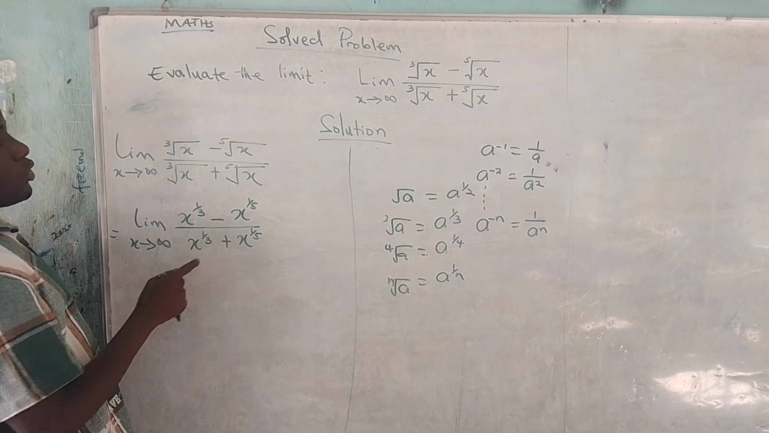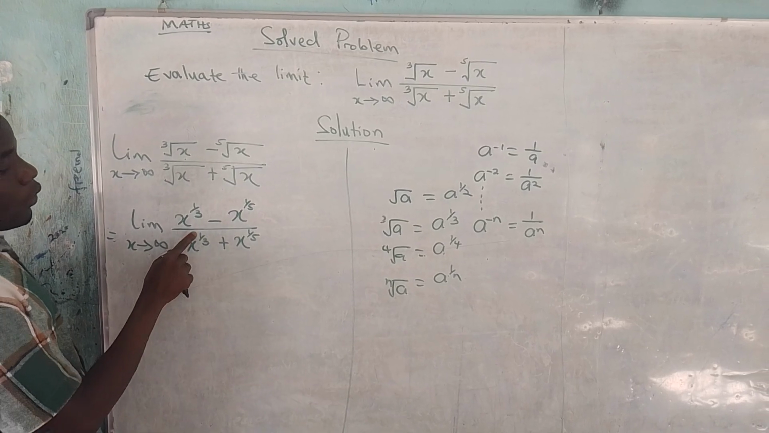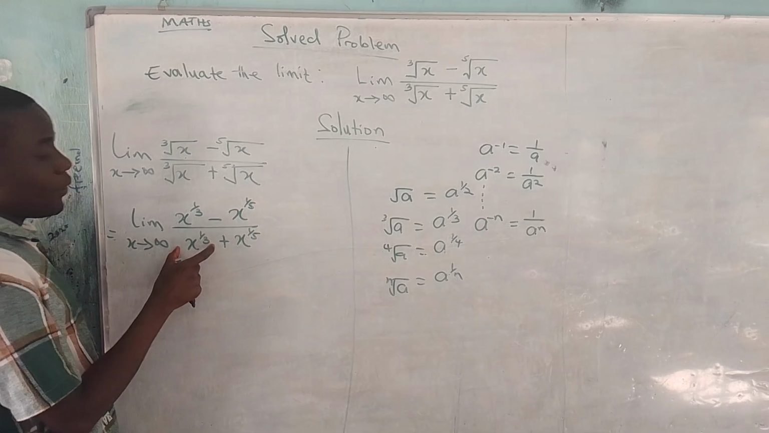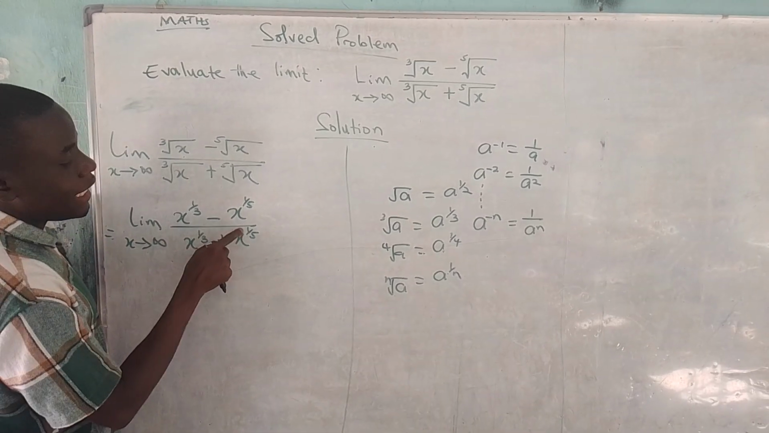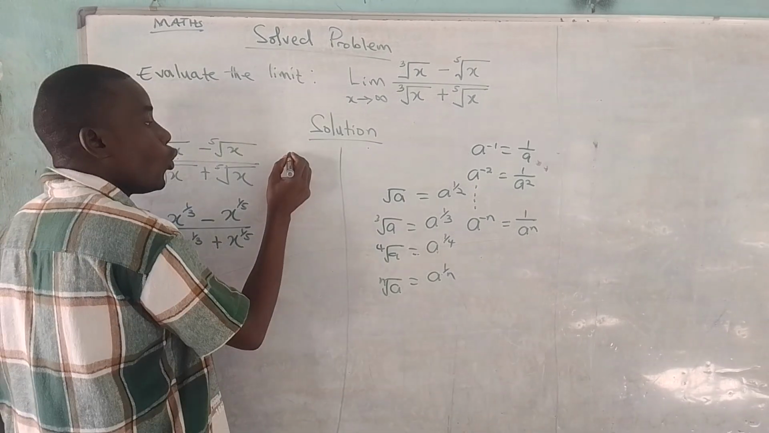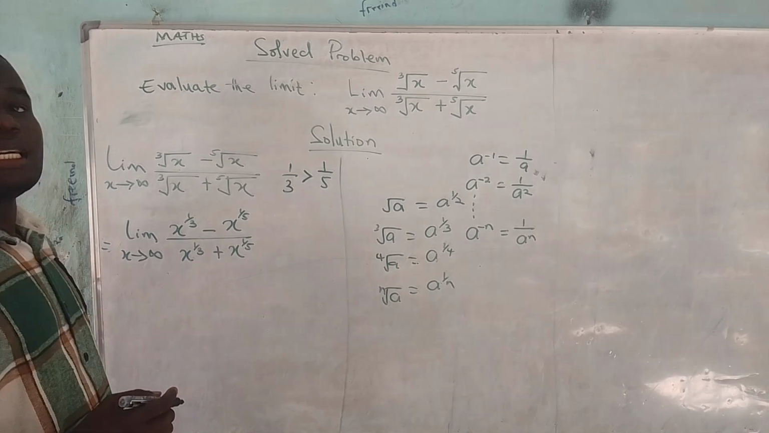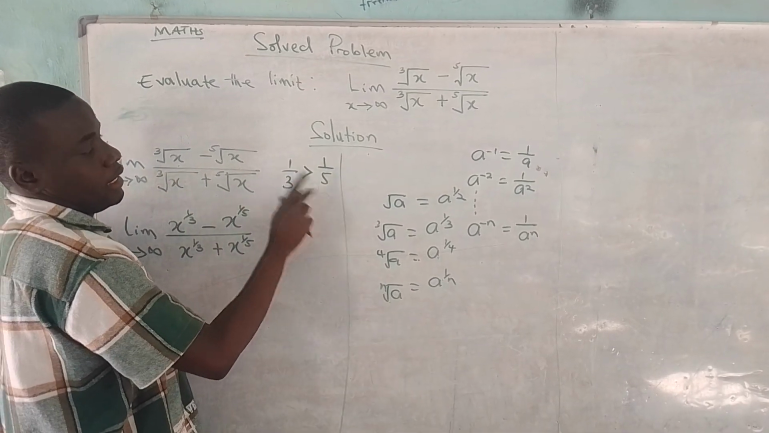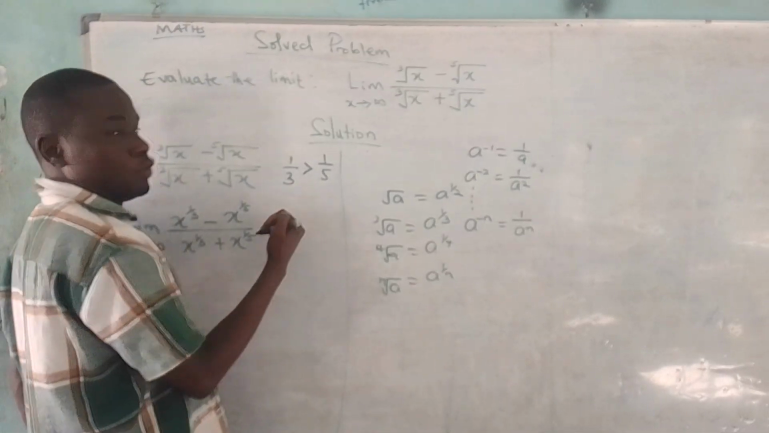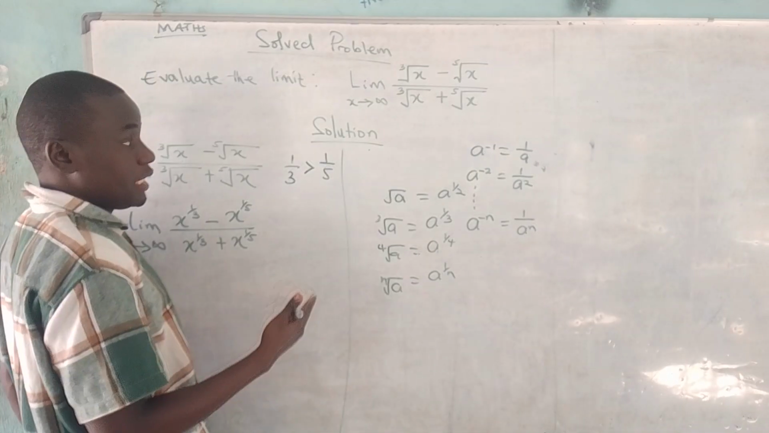Which one is our variable? It is x. Ina ne take the highest power? X power 1 over 3 and x power 1 over 5. Is 1 over 3 greater than 1 over 5, or is 1 over 3 less than 1 over 5? Take note, 1 by 3 is always greater than 1 by 5. This is order of the fraction. You have the same numerator. So as soon as you increase the denominator, definitely the value of the fraction will decrease.